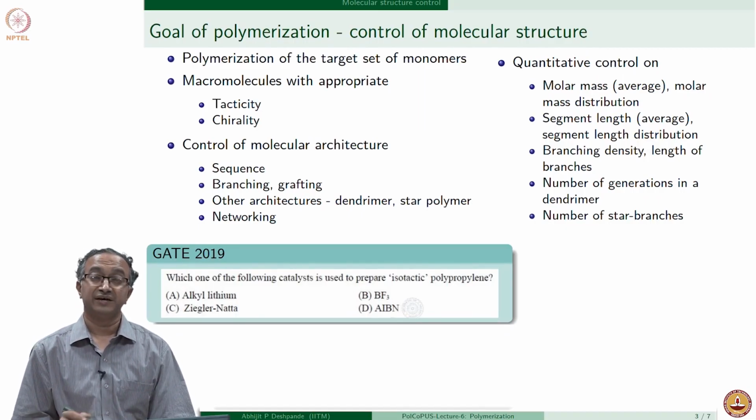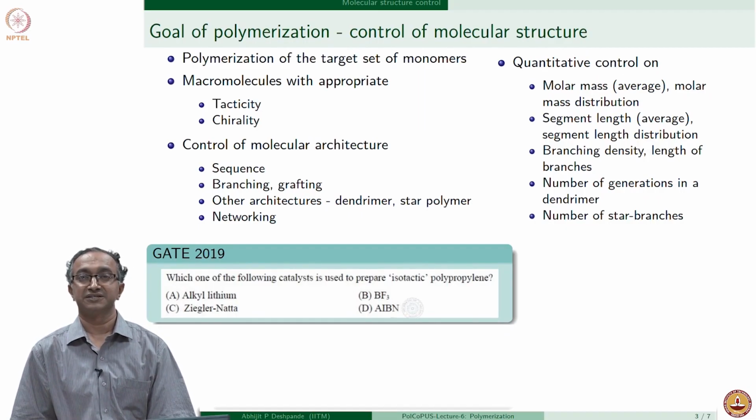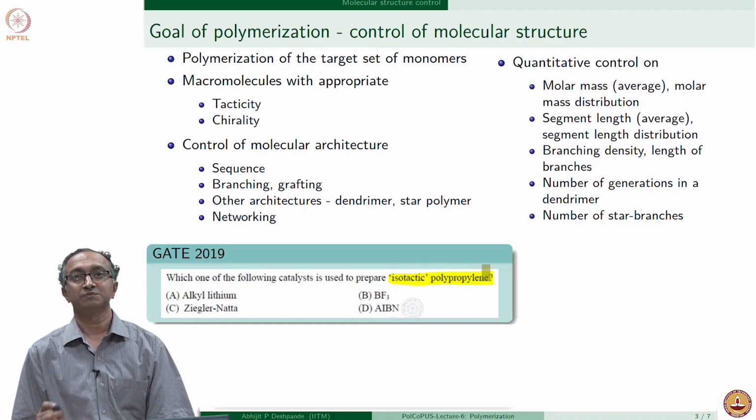Just so that we are aware of a variety of polymerizations that are present, this question, for example, is asking us what is a catalyst which is used for obtaining isotactic polypropylene. In fact, this is quite a significant development in history of polymerization, where the capacity to make isotactic polypropylene came about. I'm sure most of you know the answer to this, but this is to highlight which polymerization is needed if you want a specific type of macromolecule with a given qualitative and quantitative control.